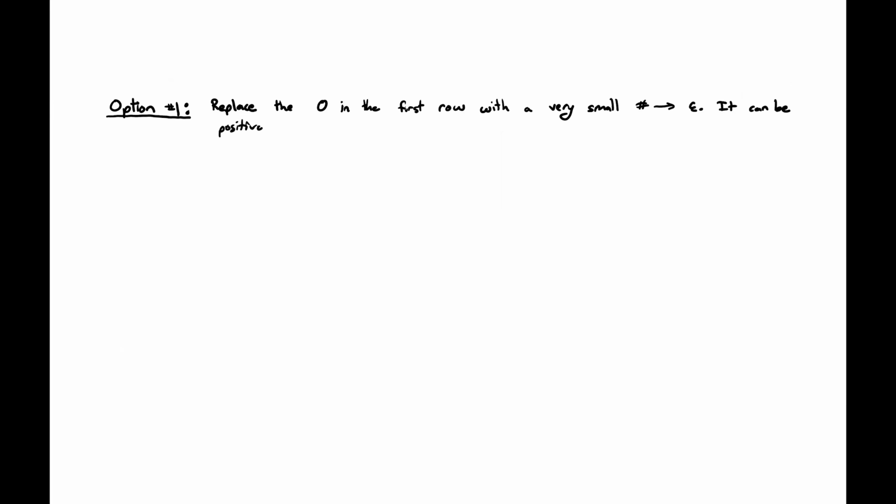Okay? So our first option is just going to be to replace that 0 in the first row with a very small constant number, epsilon, we're going to represent it as. Epsilon can be positive or negative, it doesn't matter. From there, we're going to just continue as normal. That is our first option here.